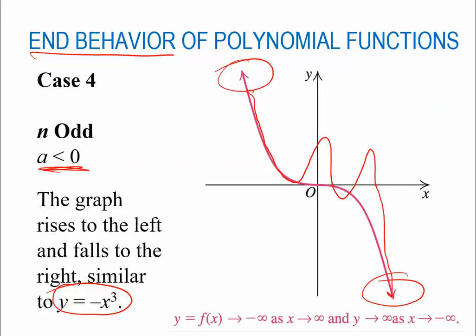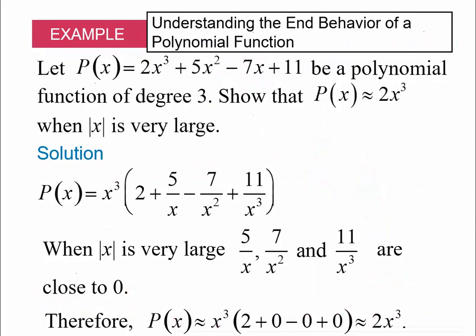Okay, now let's see how we're going to do this. Let's look at an example problem again, just to make sure we got it. Let's say p of x is 2x cubed plus 5x squared minus 7x plus 11. The question is, what kind of end behavior is this polynomial going to have? Technically, mathematically speaking, we have to show that this polynomial p of x is going to be approximately 2x cubed. So what's really happening here is that we're going to factor out the x cubed.